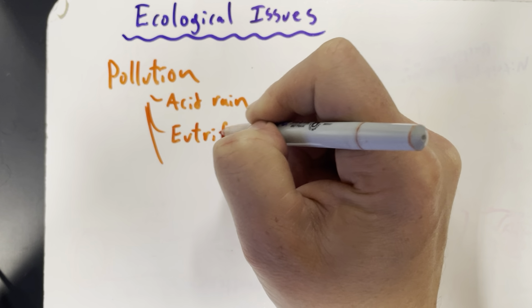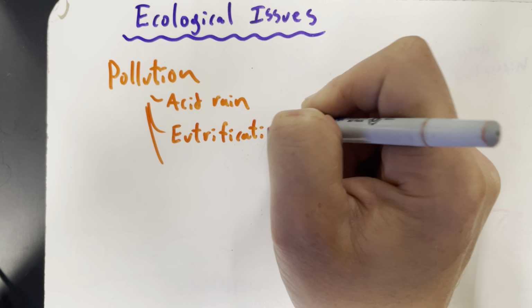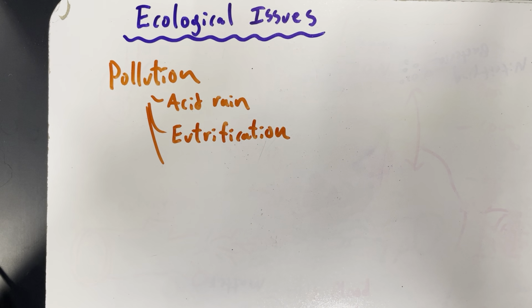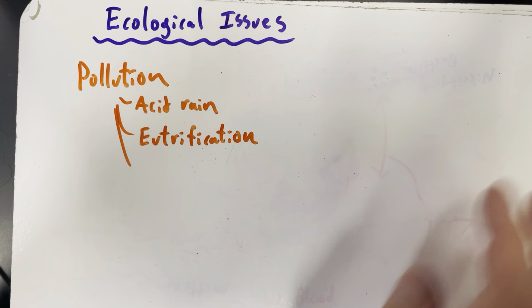Isn't that one thing to go into ants? No, I feel like I know this one. Eutrophication. E-U-T-R-I. Fication.